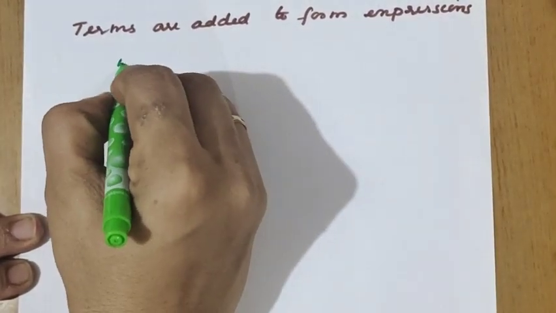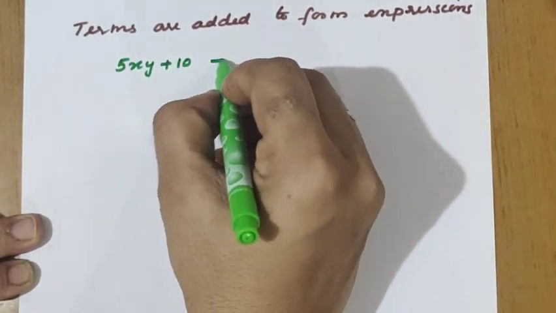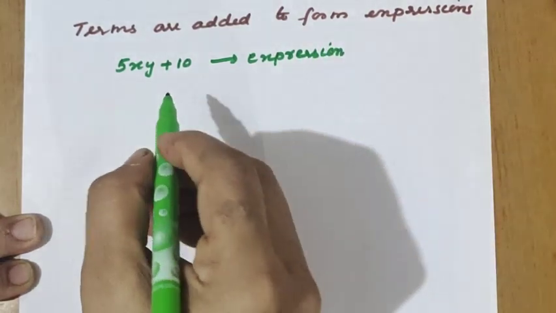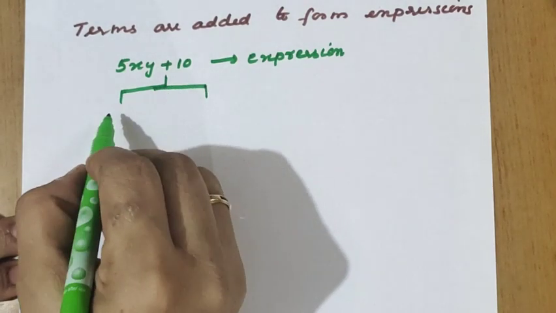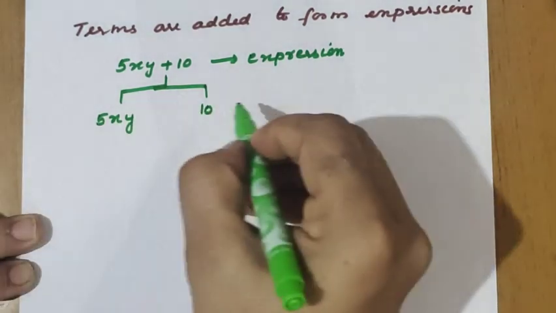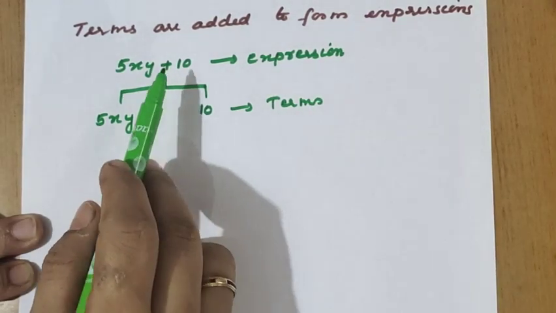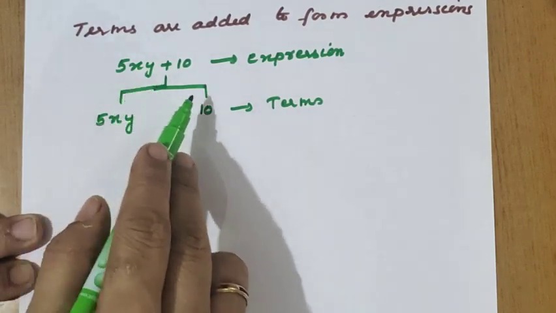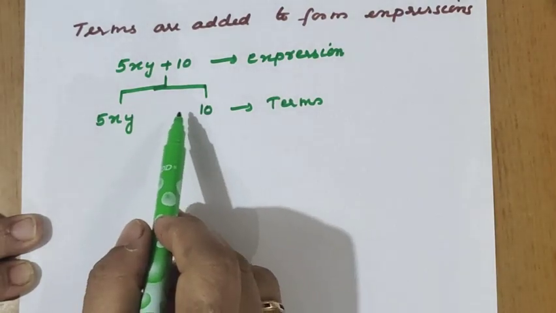So see the example, 5xy plus 10 is an expression. It is called an algebraic expression. Now I'll divide it into 2 parts because 2 terms are there. The first term is 5xy, the second one is 10, right? These are called terms. Terms are separated by operations only, most probably plus or minus. So this expression is divided into 2 parts, that is called terms. So 5xy and 10 are added.